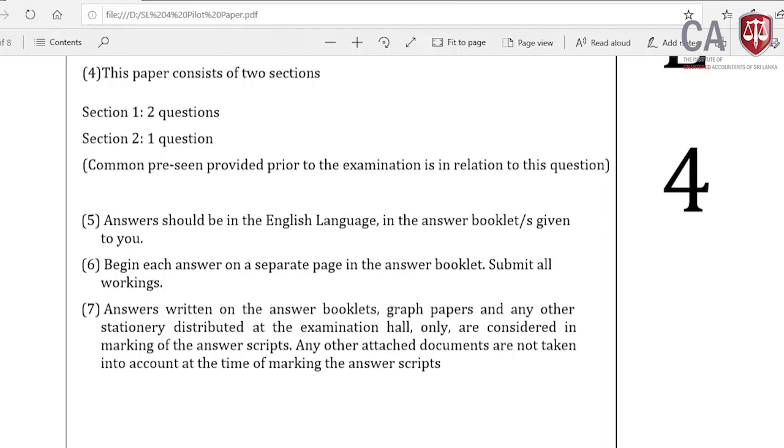Then answers should be in the English language in the answer booklet given to you. Begin each answer on a separate page in the answer booklet. Submit all workings. Answers written in the answer booklet, draft papers and any other stationery distributed at the examination hall only are considered in marking of the answer scripts. Any other attached documents are not taken into account at the time of marking the answer scripts.